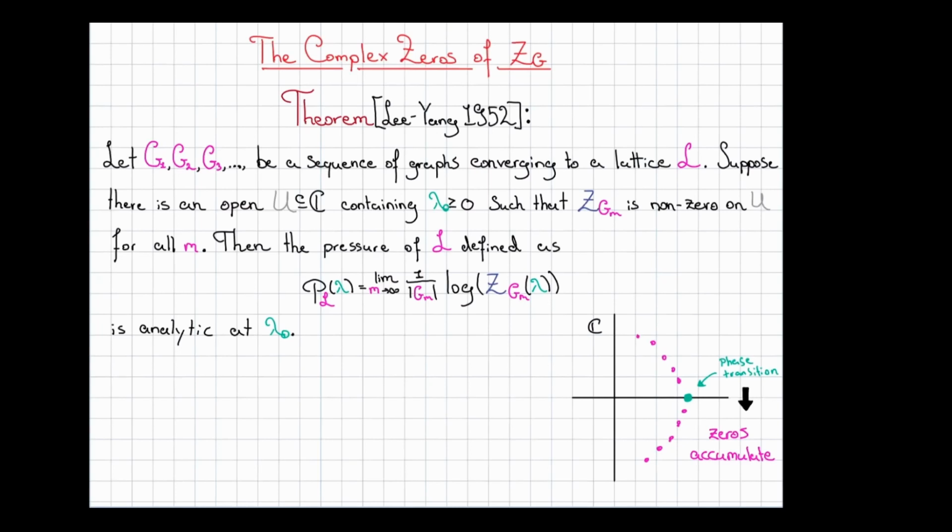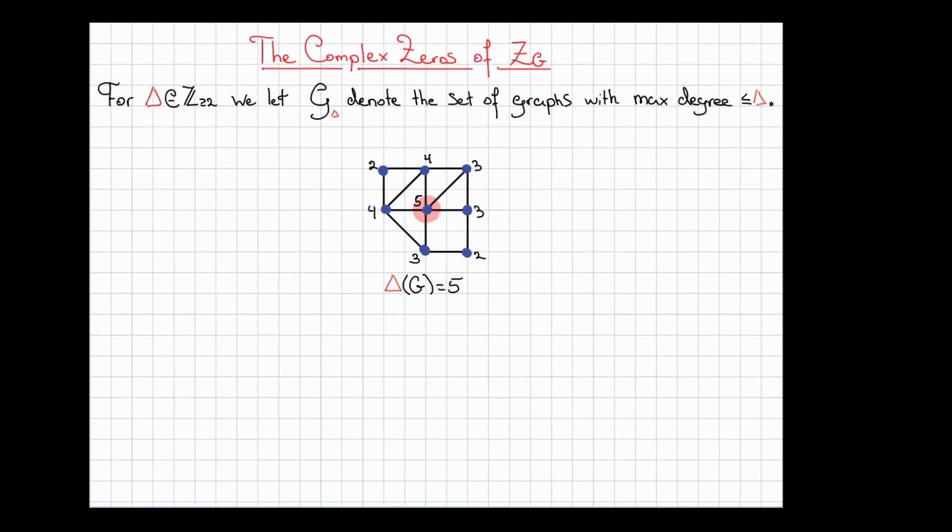Another reason to look at complex zeros of these polynomials, or actually zero-free regions of these polynomials, is the following. So now I'm going to look, and this is what we're going to be looking at for the next half hour, the set of all graphs with some maximum degree.